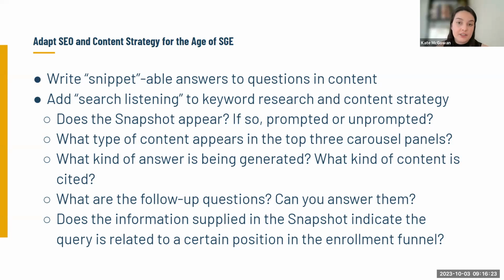During your audience and keyword research stages, make a point to evaluate the SGE in a practice called search listening. You can look at the SGE itself and the content that is cited more deeply to see how that content resonates with the ranking system. So some specific questions to ask when you're applying search listening include: is the SGE appearing? Why or why not? What kind of content, blog, article, program page, appears in the carousel panels and in the citation cards?